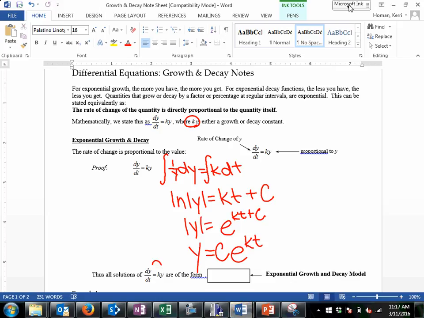Anytime that we know that our rate of change is directly proportional to the quantity itself, then we know, without having to do this again, that our quantity is Ce to the kt, where k is the growth or decay constant. What is C going to stand for? Let's think in terms of something happening over time. The initial amount. Because e to the 0 power is 1, that C is representing our initial amount.